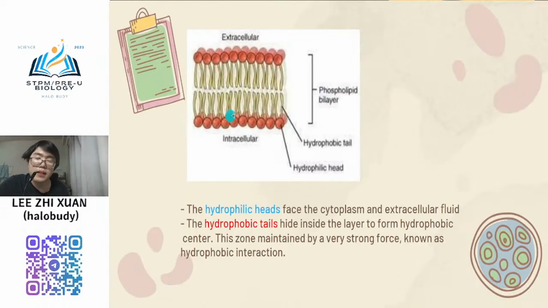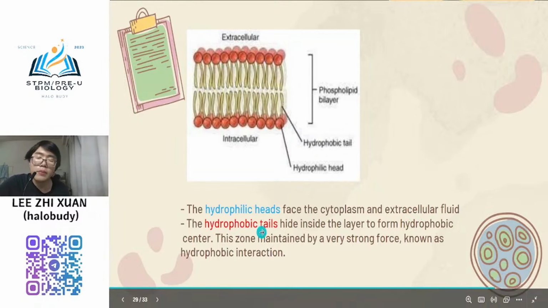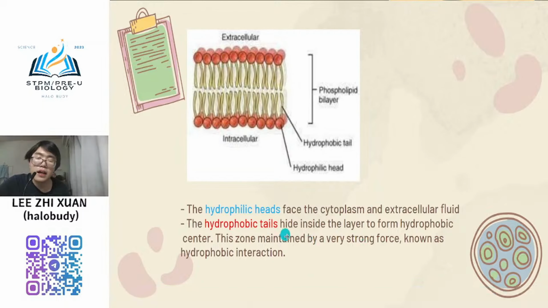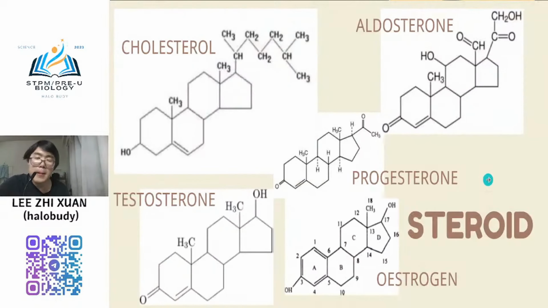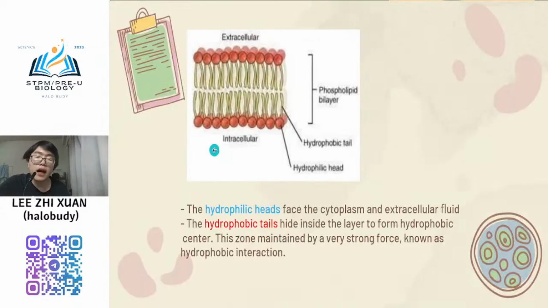So you see in the plasma membrane, the hydrophilic head will face the cytoplasm and also the extracellular fluid, while your hydrophobic tail will hide inside the layer, in the hydrophobic center. Okay, now we have already finished the open chain lipid. These are all the open chain lipid. So there are 2 open chain lipids that you need to learn: fat, triglyceride, and also phospholipid. Phospholipid, another term is lecithin.